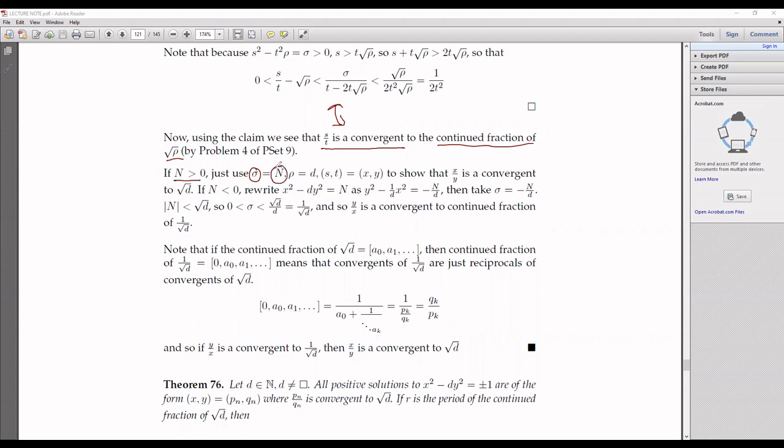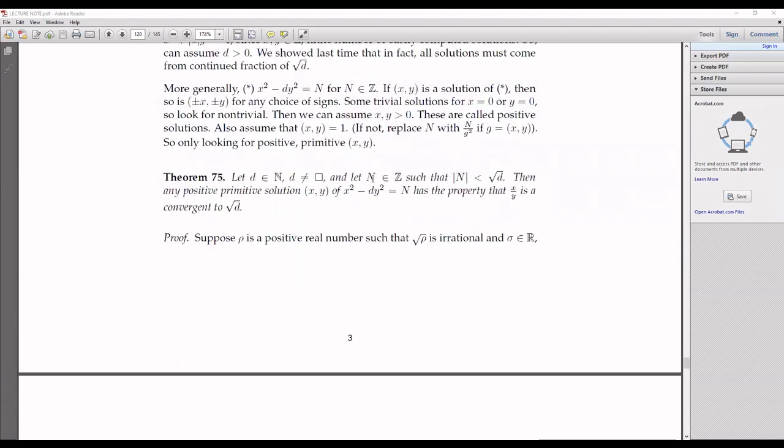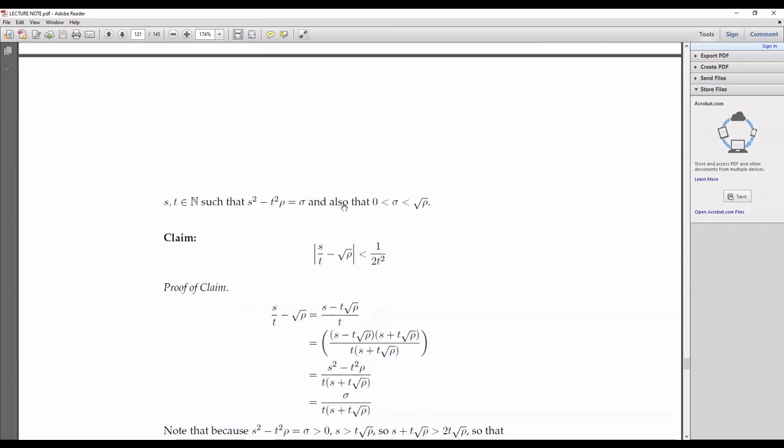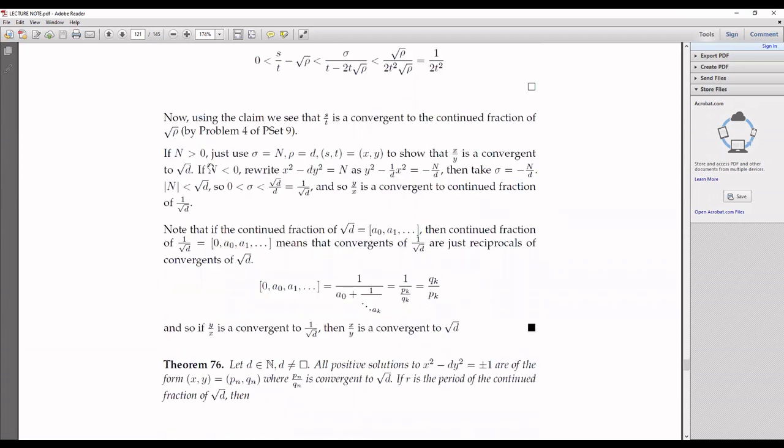Now, if n is a positive number, you can just replace sigma by n, rho by d, and this is not GCD, this is ordered pair ST by ordered pair XY to show that X by Y is a convergent. So if n is positive, then we are done. Why is this important? Because as you can see in the original proof, n was not necessarily positive, but in this claim, they considered sigma to be positive. They did not do anything for negative sigma. So that is why they are claiming that if n is positive, then the above proof is enough. But what about negative n?